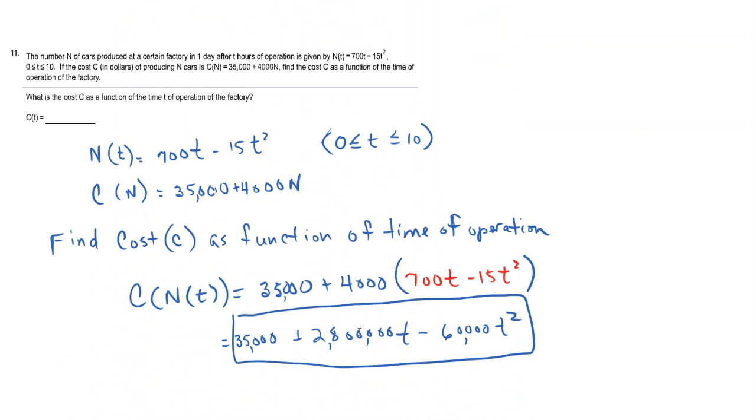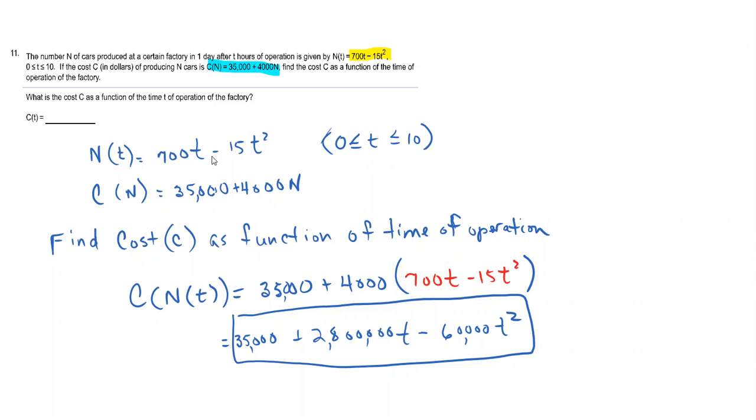Number 11, the number N of cars produced at a certain factory in one day after T hours is given by this right here. And it says T has to be between 0 and 10. If the cost C in dollars of producing N cars is this function, so let's write this. Find the cost C as a function of time of operation.